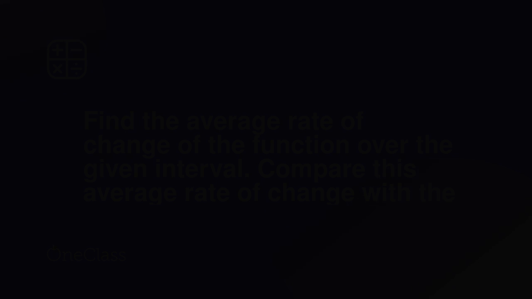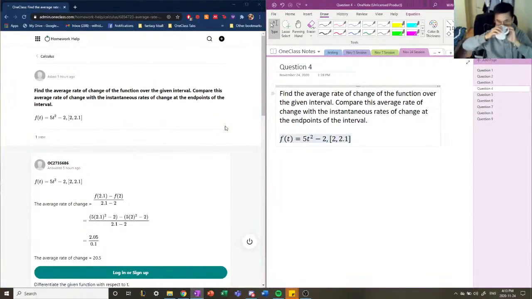Number 4. So the question reads, find the average rate of change of the function over the given interval. Compare this average rate of change with the instantaneous rates of change at the end points of the interval. Okay.